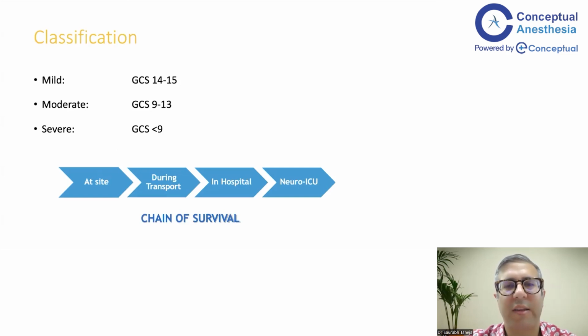So how do we classify? Another thing is mild, moderate, and severe. This is based on the Glasgow Coma Scale, which we all know. Mild is GCS 14, 15, moderate is GCS 9 to 13, and severe is GCS less than 9.